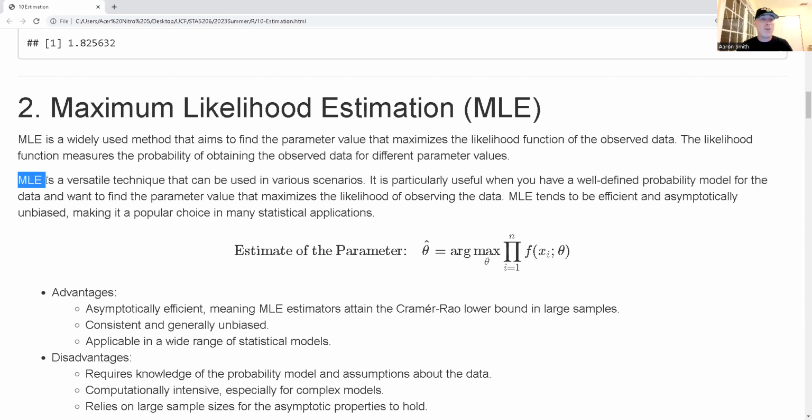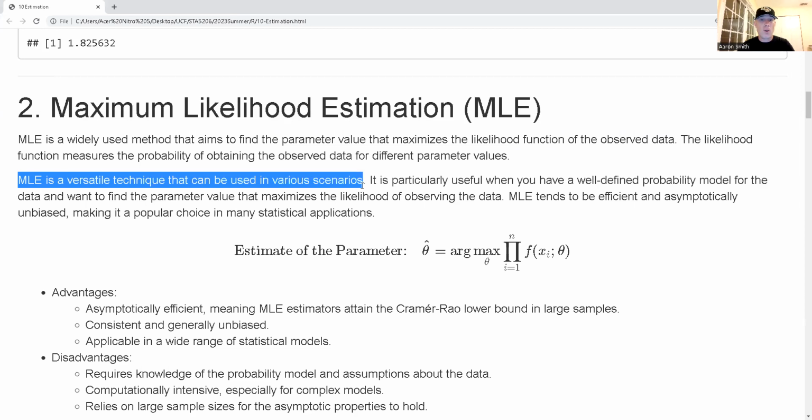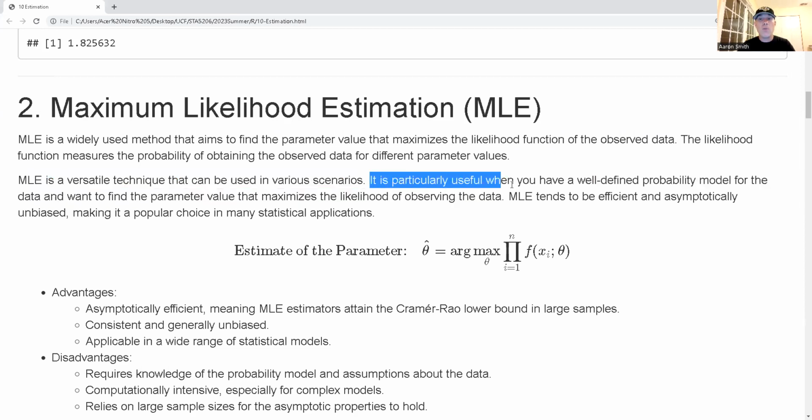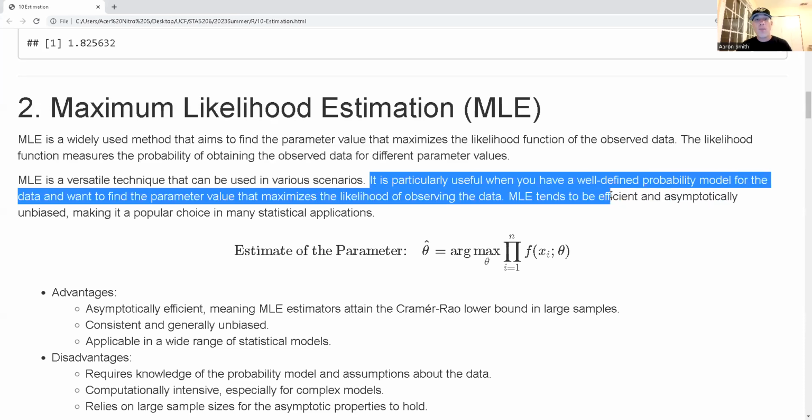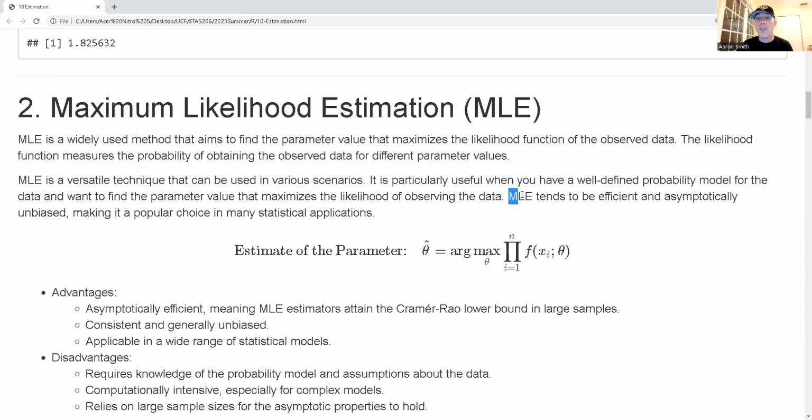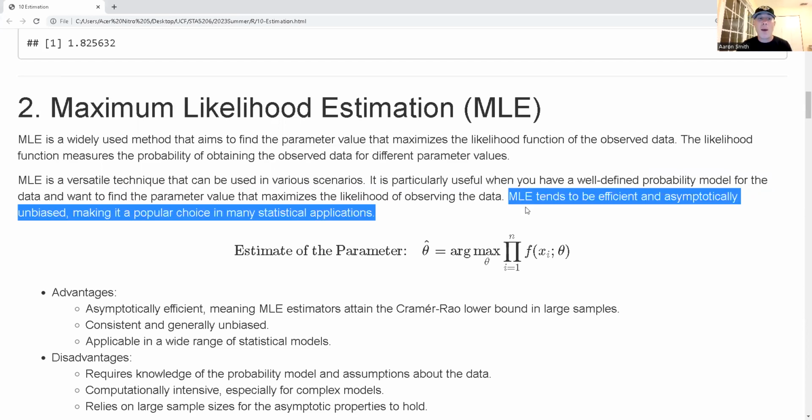Maximum likelihood estimation is a versatile technique that can be used in a variety of scenarios. It is particularly useful when we have a well-defined probability model for the data and want to find the parameter value that maximizes the likelihood of observing our data that we have in our hands. Maximum likelihood estimation tends to be efficient and asymptotically unbiased, making it a popular choice in many statistical applications.